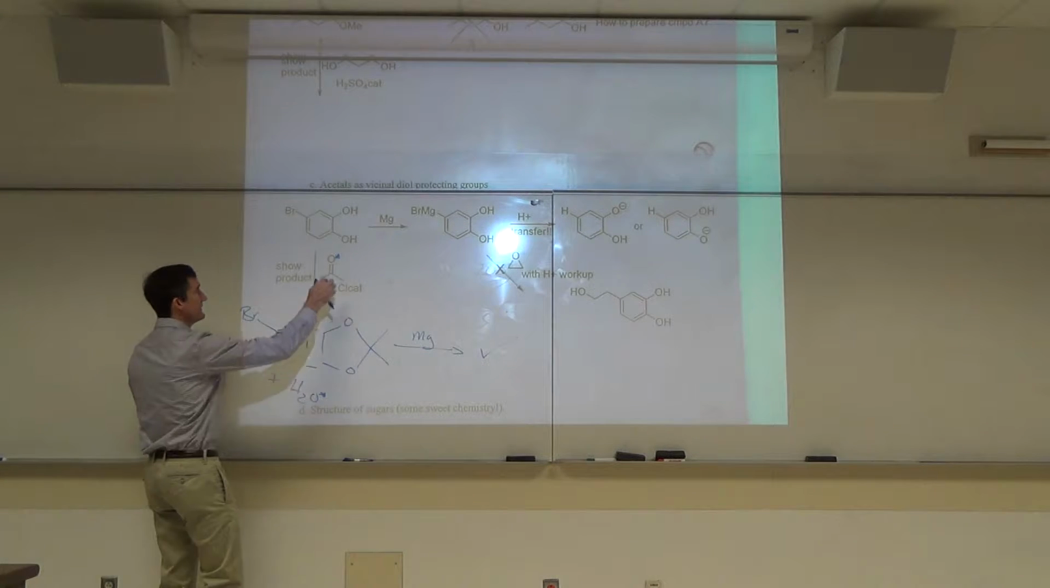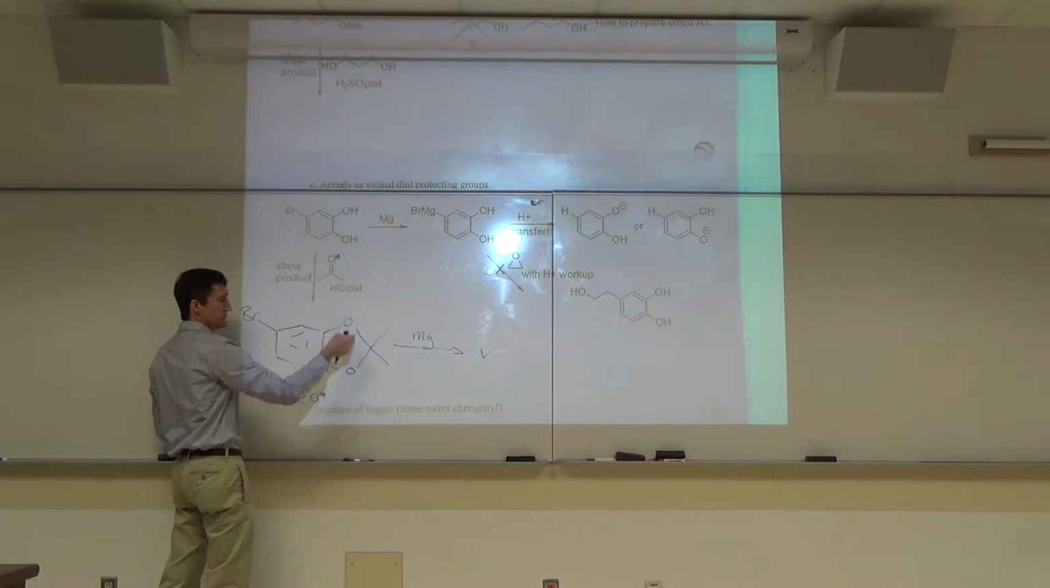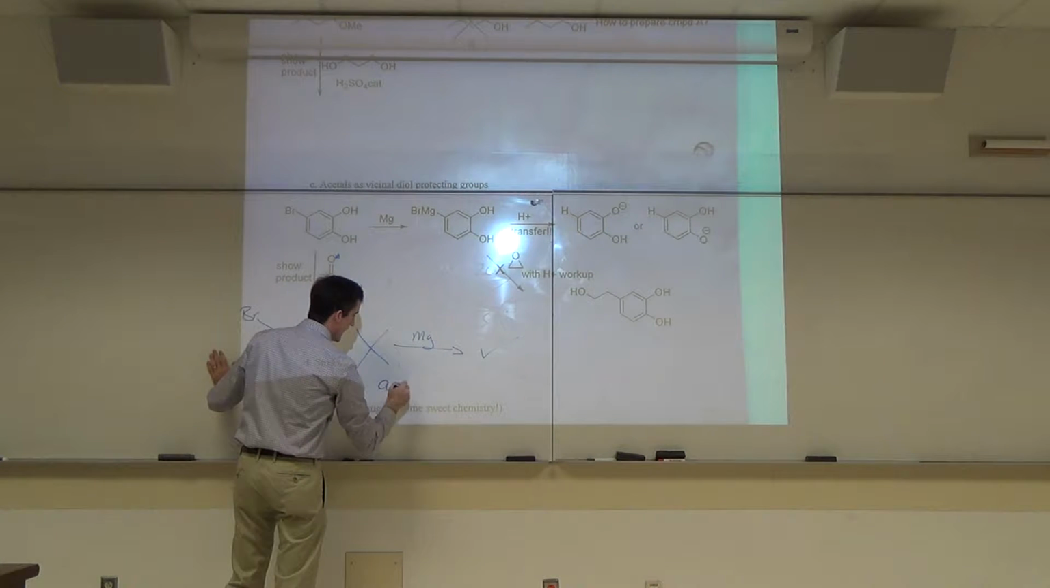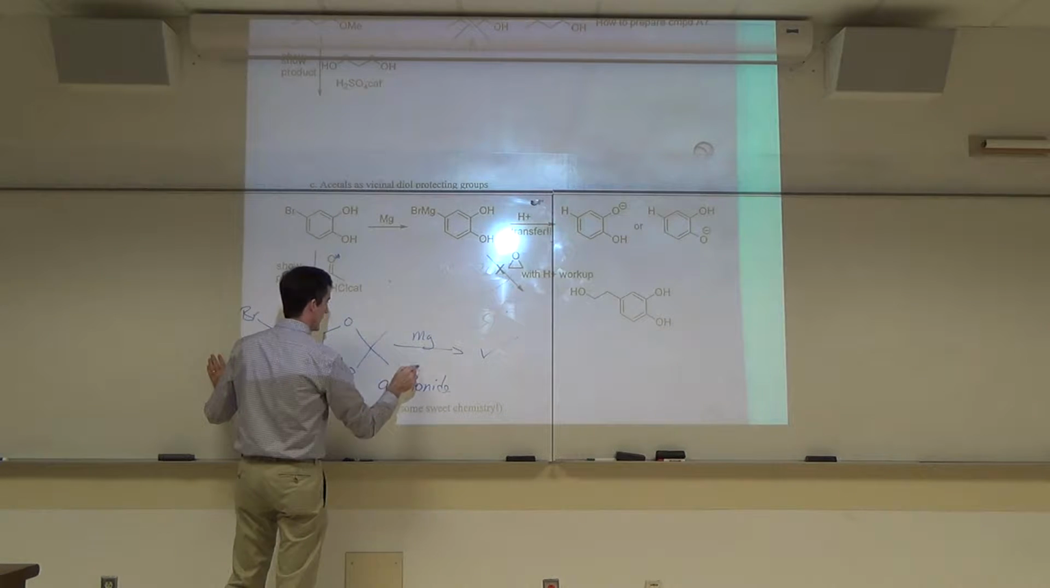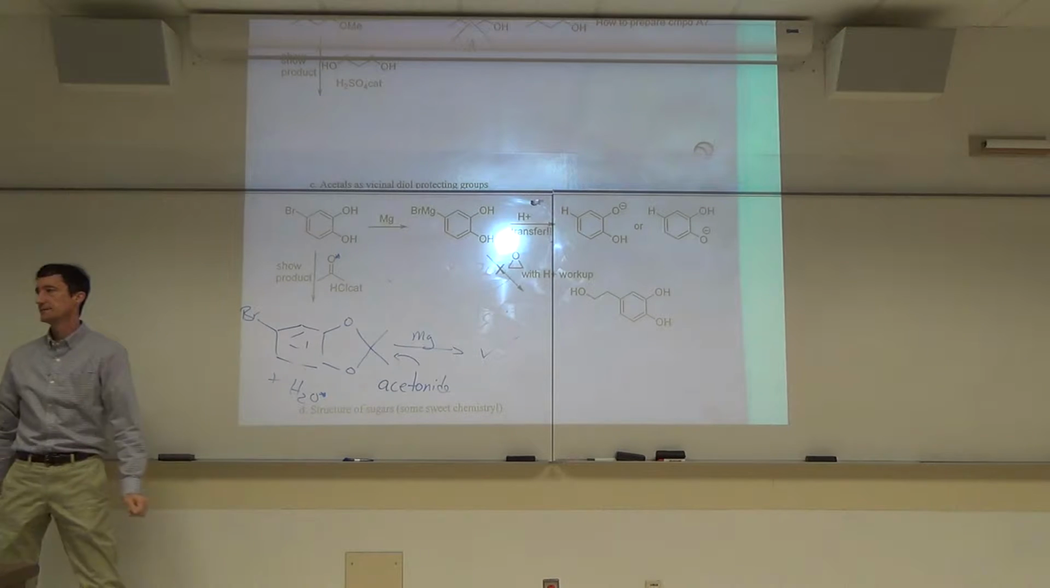Just as an aside, this is an acetal that came from acetone. Acetals that come from acetone are called acetonides. Acetonides.